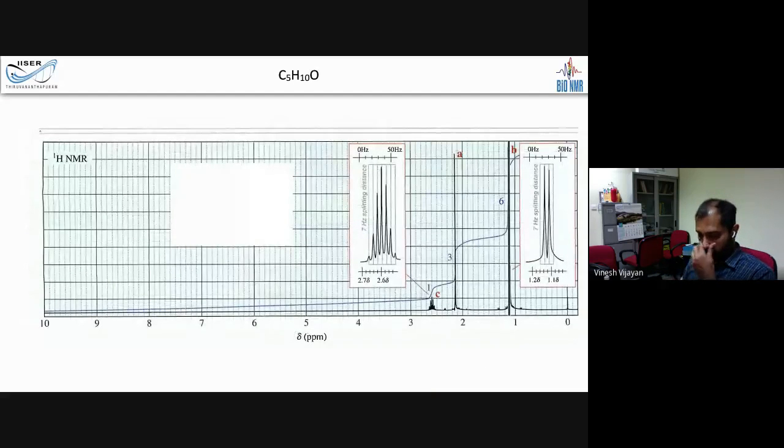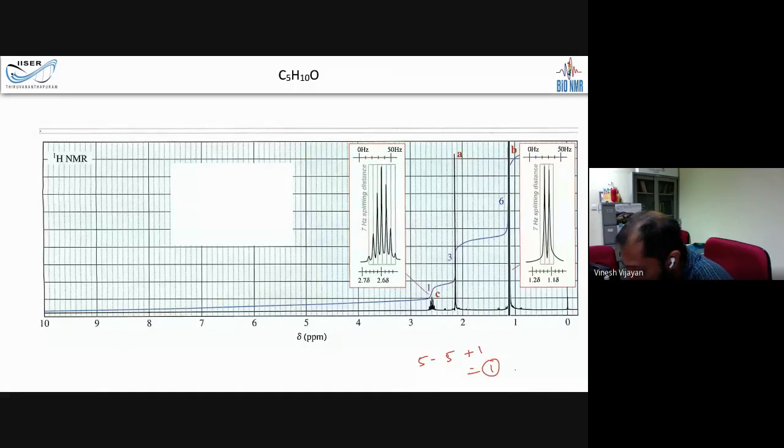Now this is a little more complicated. C5H10O. Can you figure out what the unsaturation is? Unsaturation would be 5 minus 10 divided by 2 plus 1. That would be a compound with 1 unsaturation. You don't have to worry about the oxygen. So it has 1 unsaturation.